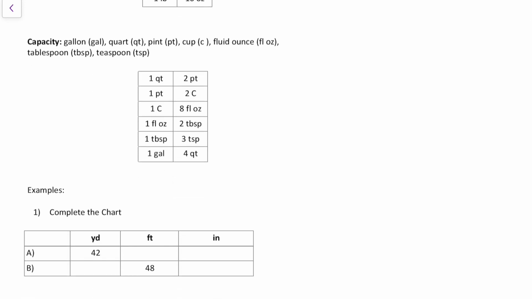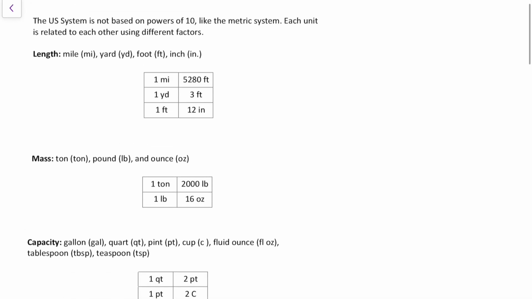Now, some of these are approximated or rounded for ease of the math, but we're going to use the following conversions. 1 quart is 2 pints, 1 pint is 2 cups, 1 cup is 8 fluid ounces, which is different than regular ounces. So be careful, if it's got the FL in front, that's fluid ounces. So 1 cup is 8 fluid ounces, 1 fluid ounce is 2 tablespoons, 1 tablespoon is 3 teaspoons, and 1 gallon is 4 quarts. So again, just a couple of abbreviations to go over here.